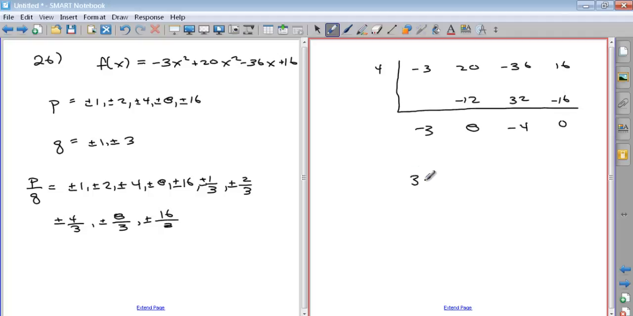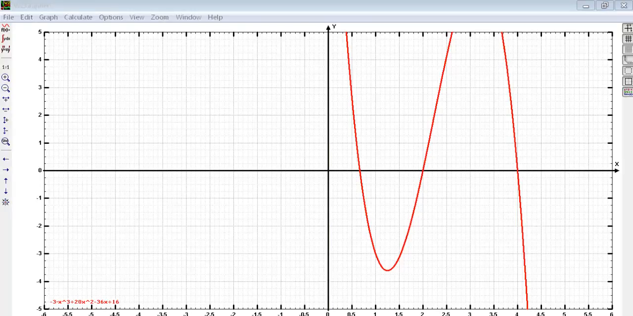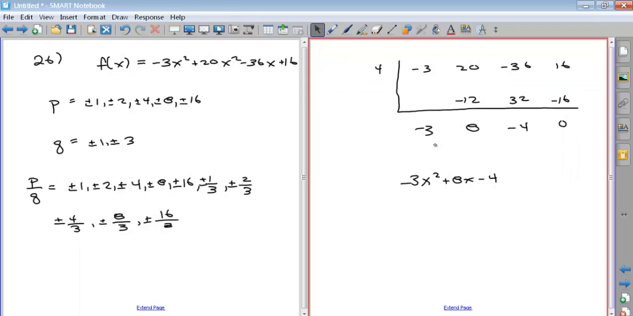So what we're left with is negative 3x squared plus 8x minus 4. So what do we do there? Well, again, we could look at our graph and say, oh, it looks like 2 is an answer, and then you could do long division with that.